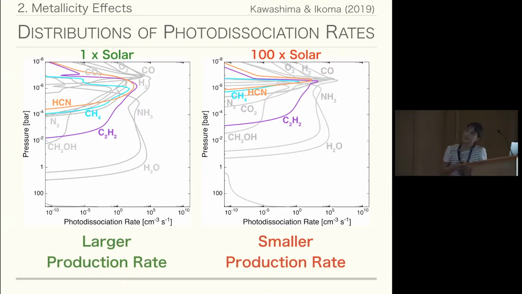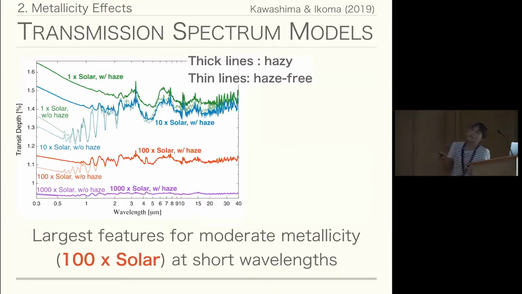And this figure shows the transmission spectrum for different atmospheric metallicity. So the green line shows the 1 solar, 10 solar, 100 solar, and 1000 solar metallicity cases. And the thick lines show the spectrum for the hazy case, while the thin lines show the spectrum for the haze-free case. And the horizontal axis shows the wavelength in micron, while the vertical axis shows the depth in percent.